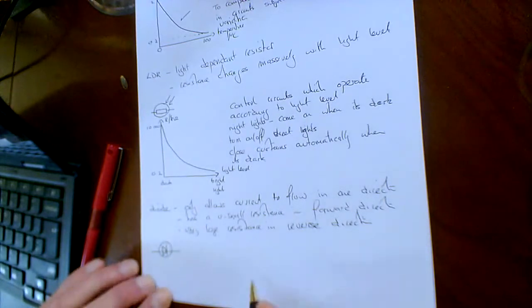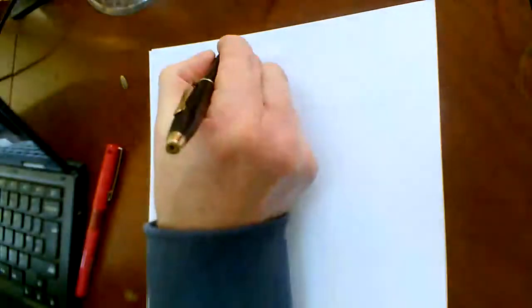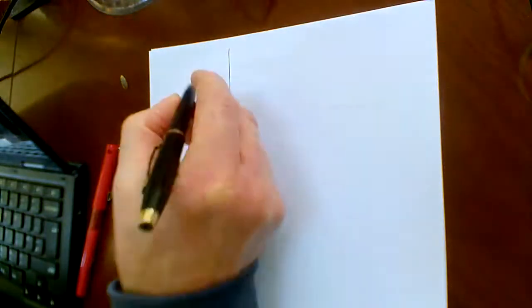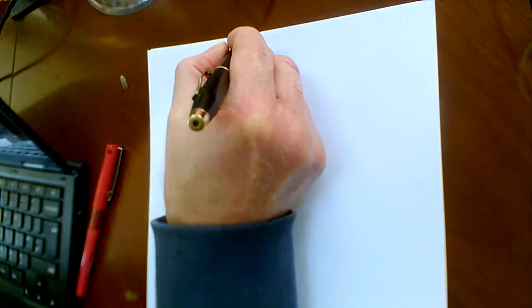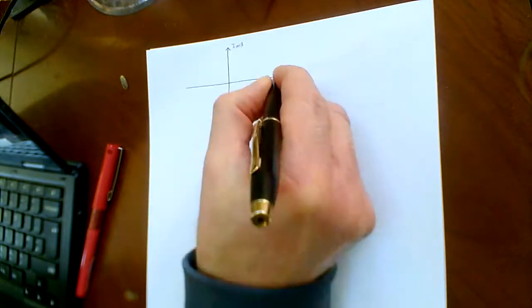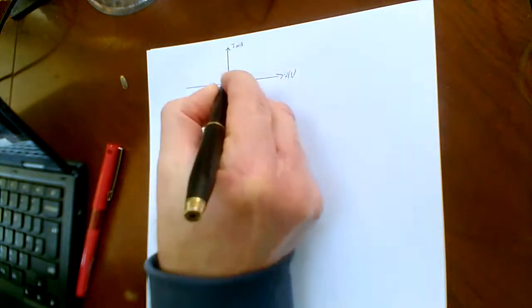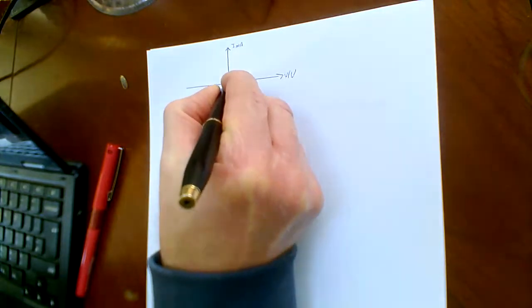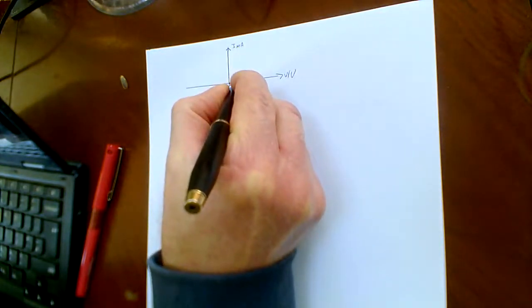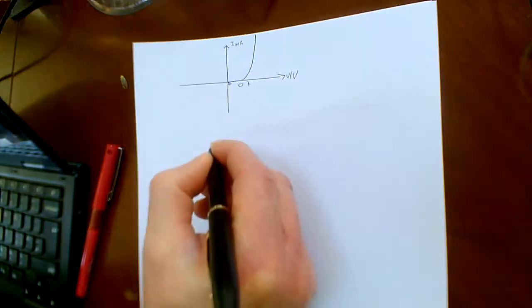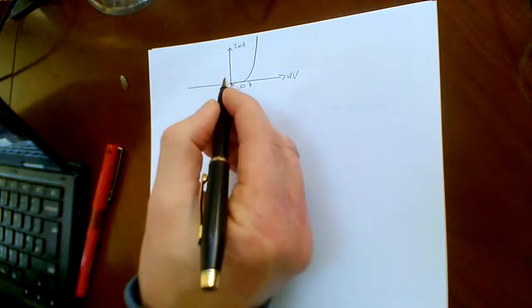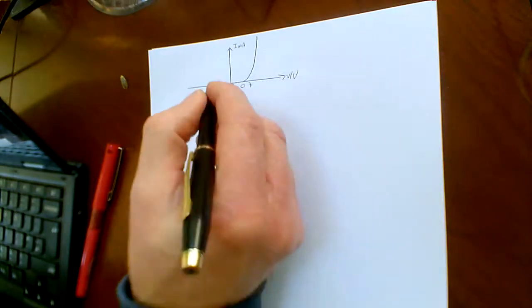So if you plotted your graph of current against potential difference for your diode, note the current is in milliamps in this direction, V in volts. Initially, there's 0. Initially nothing happens. And then at about 0.7 volts, varies between diodes, but 0.7 is a typical value, it starts to conduct really easily.